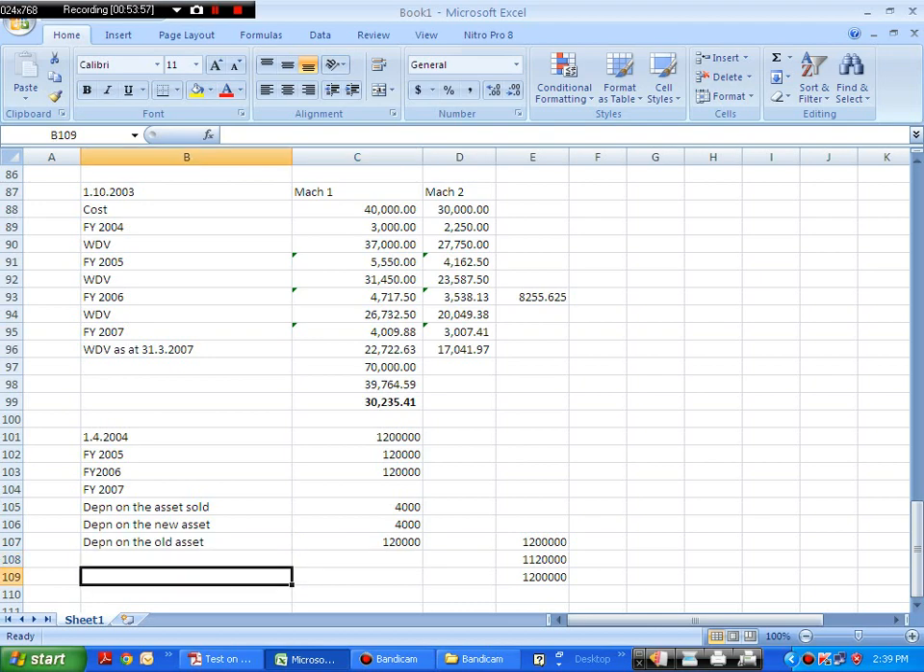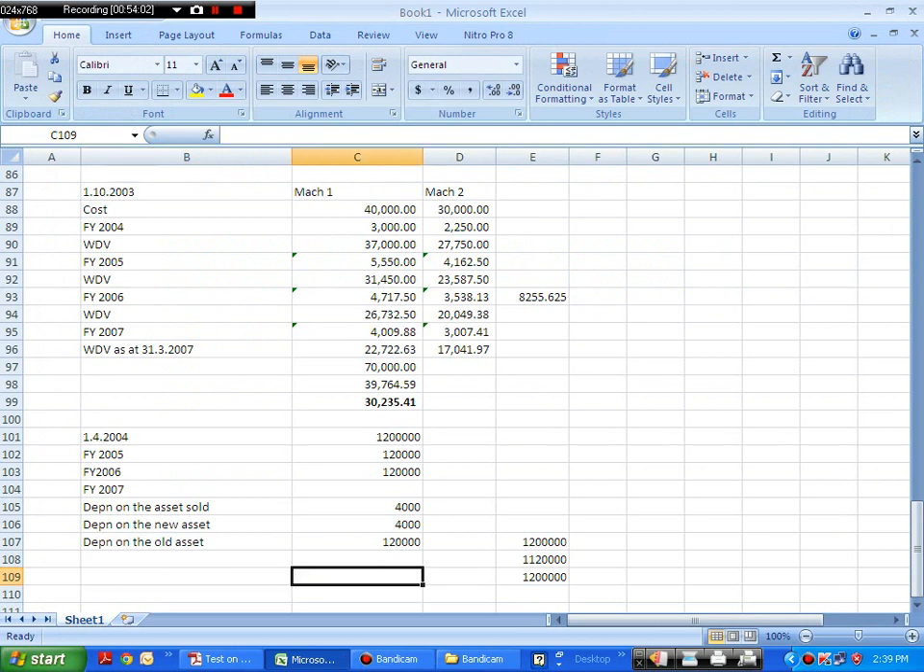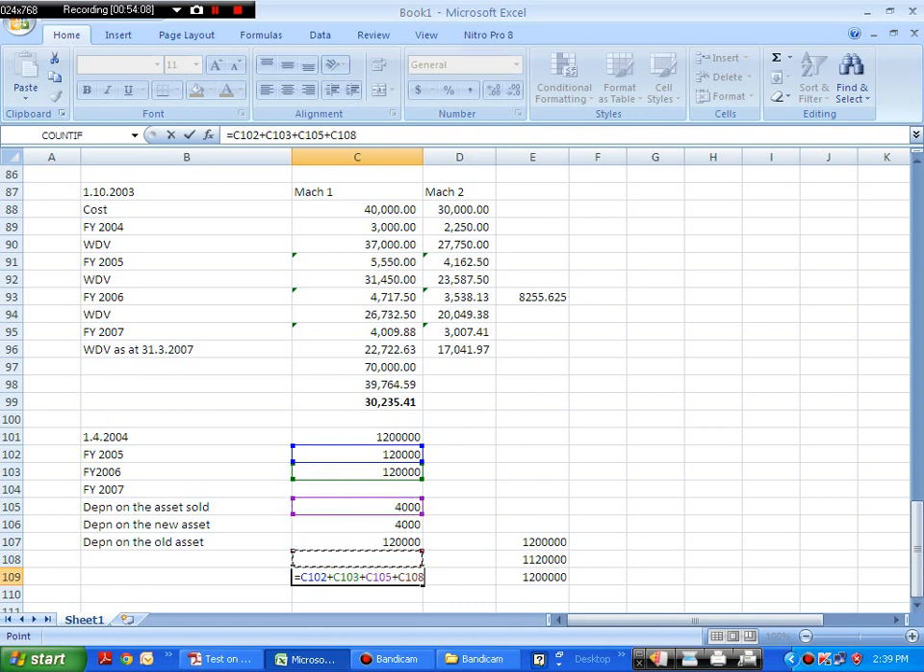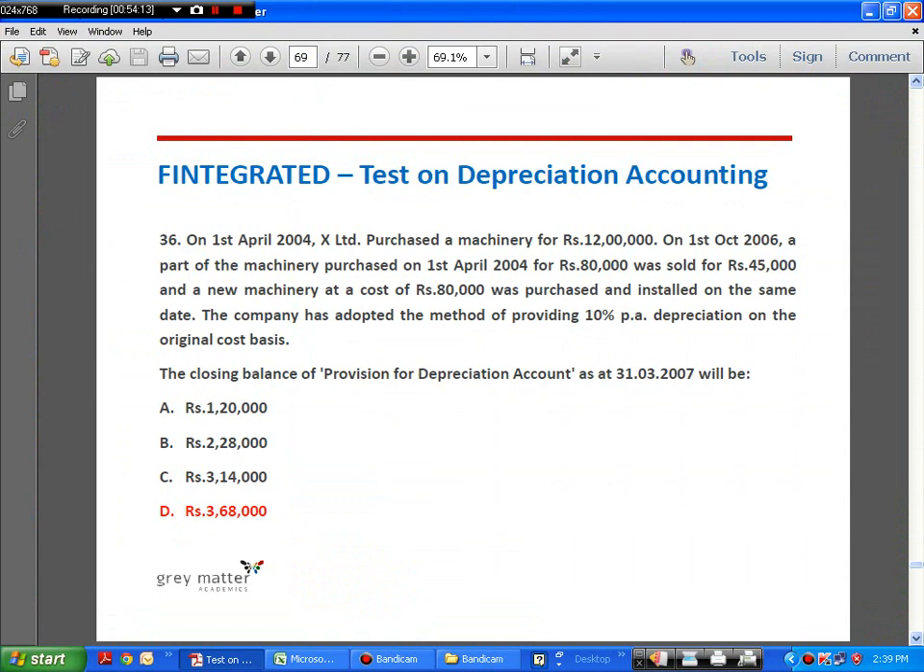And the question is, what is going to be the accumulated depreciation balance? It will be depreciation for 2005 plus 2006 plus depreciation for 2007. So the answer is 3,68,000 rupees.